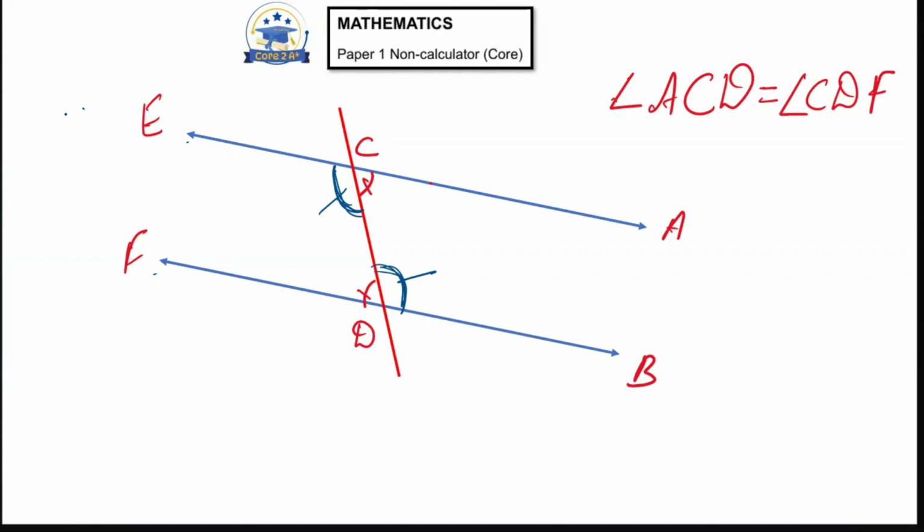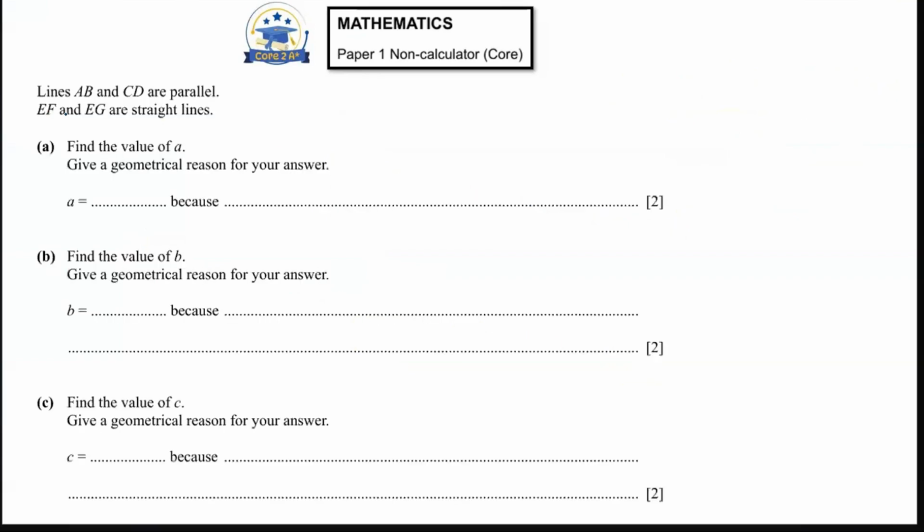You should know this. And one straight line makes how many degrees? 180 degrees. These two things you should know, and that's it. Now you are ready for the question.